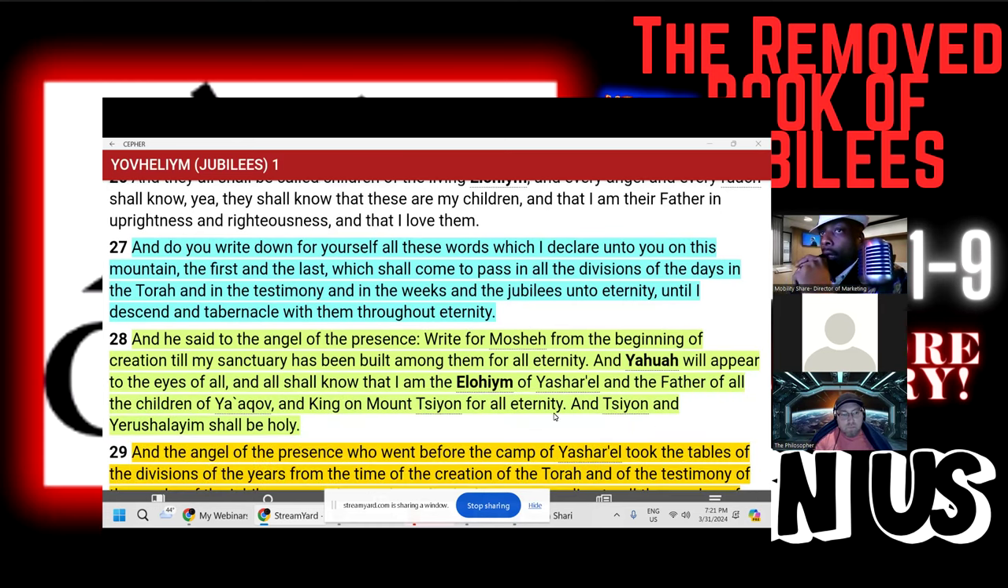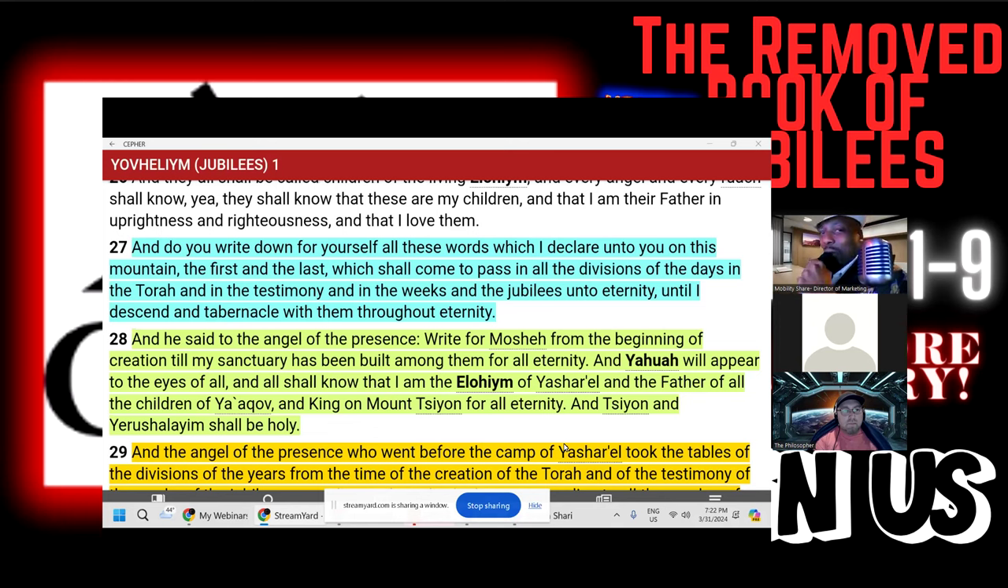All right, fair. And he said to the angel of the presence, write for Moses. Oh, hold on, I'm so sorry, I wanted to say one more thing. I think it's important to take a look. In the middle of verse 27, it says, which shall come to pass in all the divisions of the days, in the Torah and in the testimony of the weeks and the Jubilees, into when? Into eternity. But until who descends? Not Jesus. I descend and tabernacle with them throughout eternity. No Jesus, that's right. It's the Most High coming back.